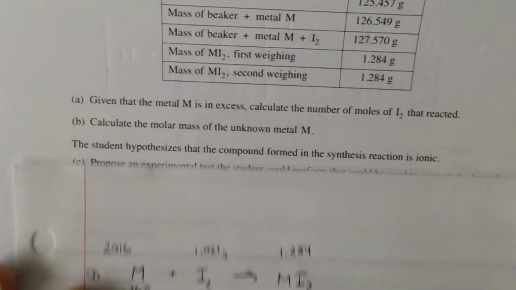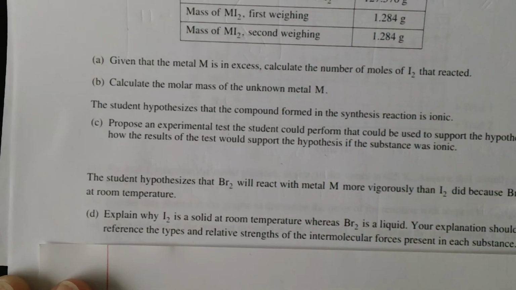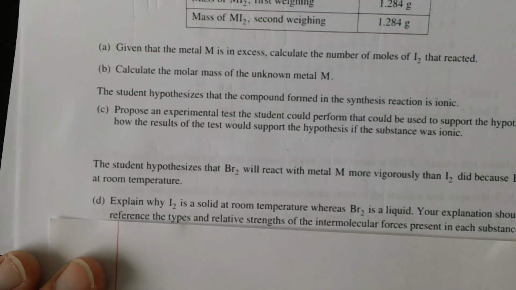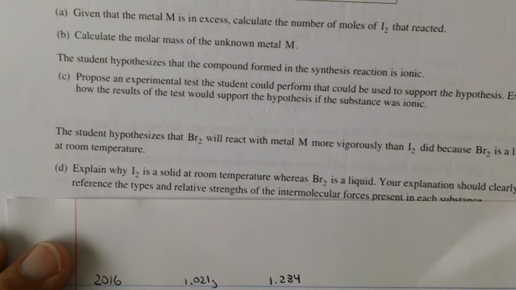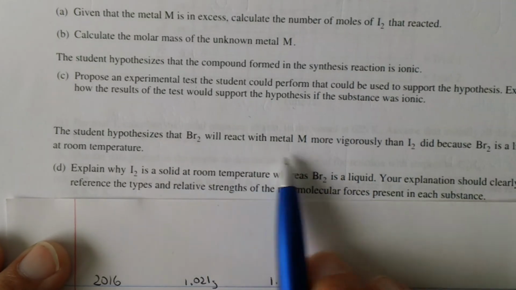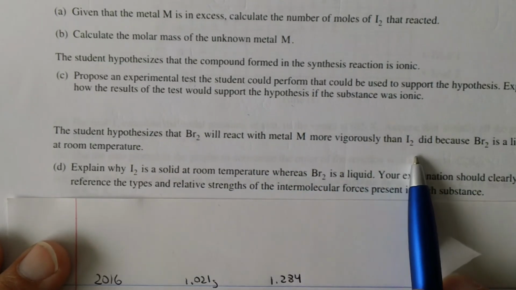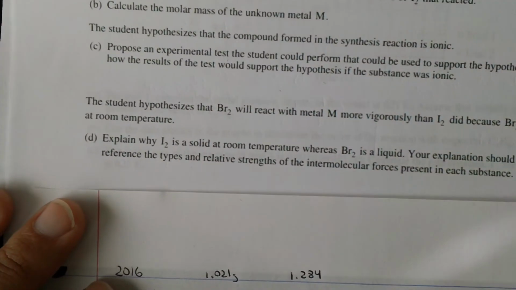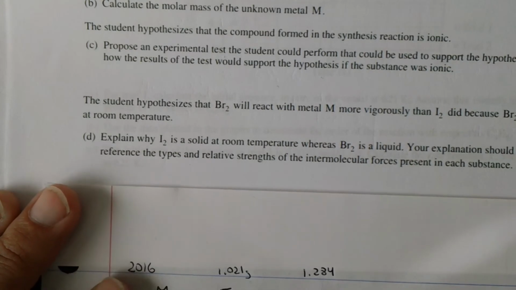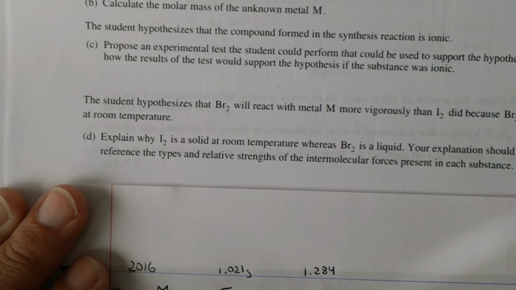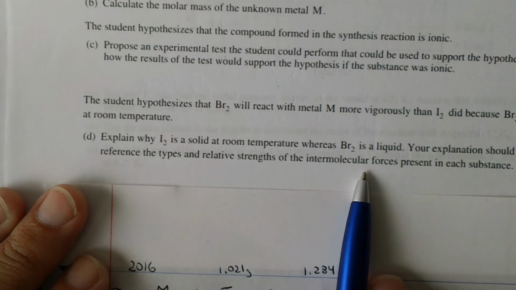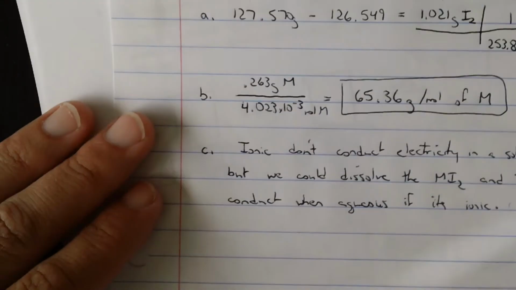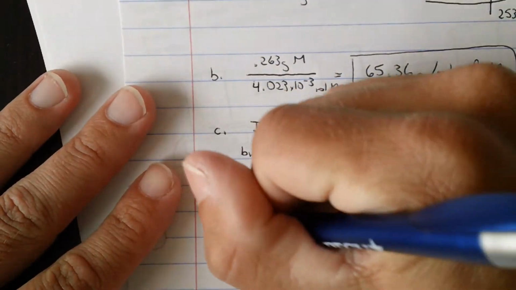And then the last little piece of this one, part D, and the truth is there is a part E and F on this question, but they deal with electrochem, so we're skipping them for the time being. So part D here says the student hypothesized that bromine will react with M more vigorously than iodine did because bromine is a liquid at room temperature. Explain why iodine is a solid at room temperature, whereas bromine is a liquid at room temperature. Explanation should include types of intermolecular forces and strengths of intermolecular forces present in each substance. So we're looking at bromine and iodine. You got to talk about both of them.